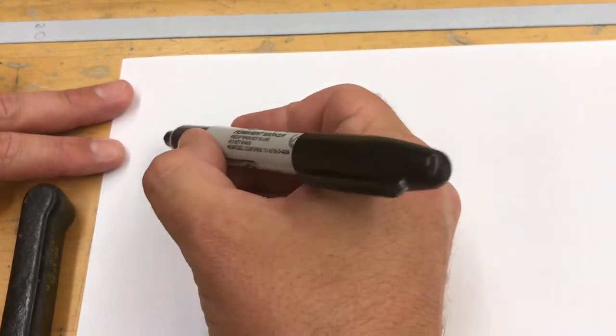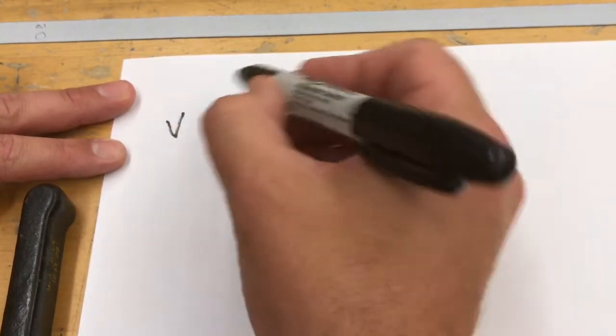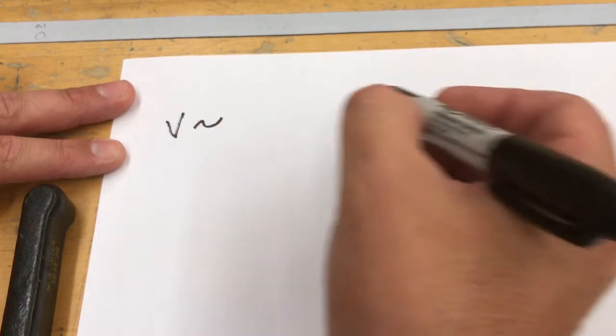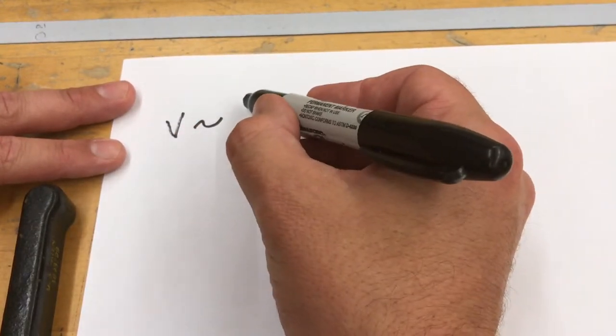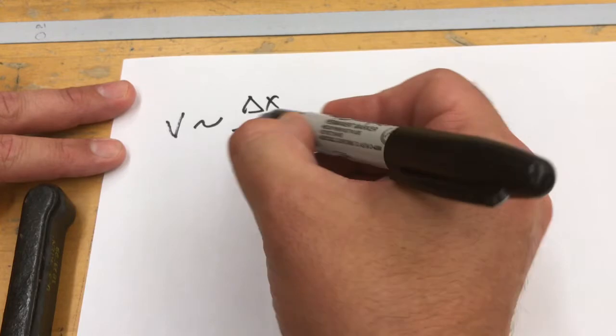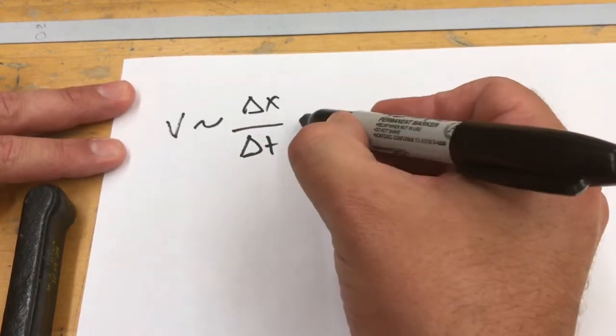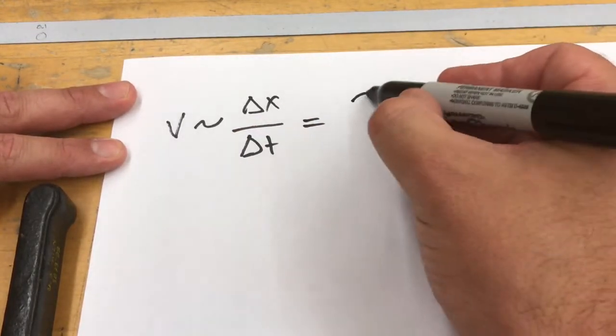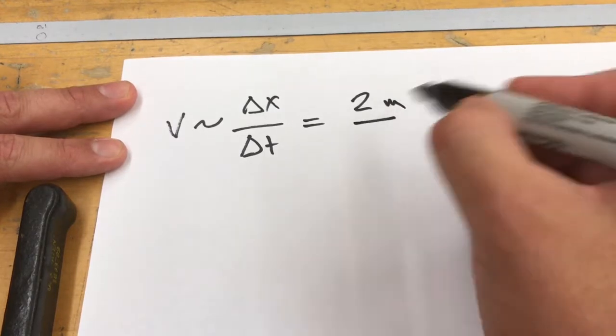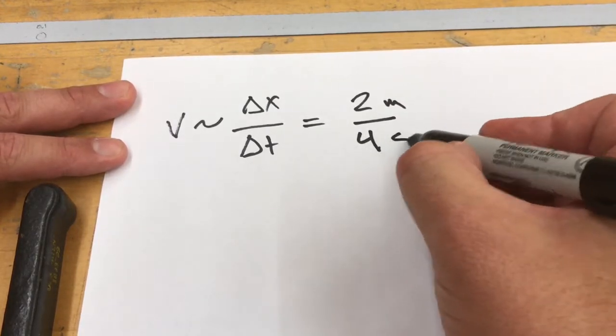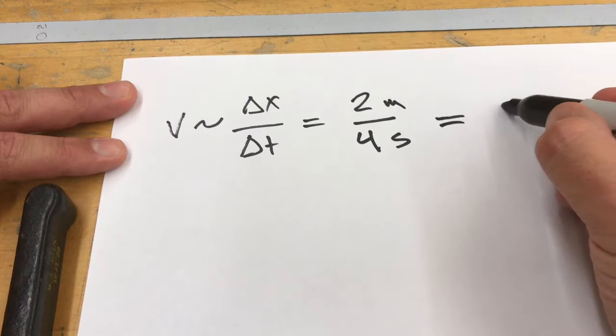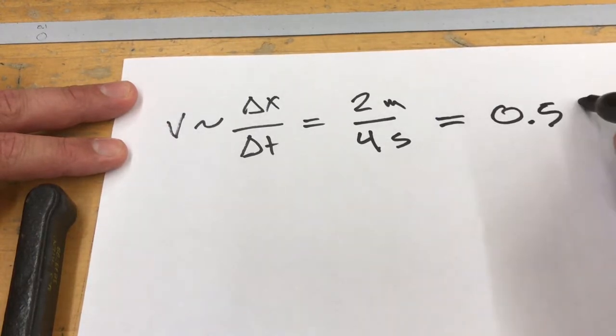So I'm going to write down, before we measure, that my estimate for the velocity is going to be about delta x over delta t of 2 meters divided by 4 seconds. So that's equal to about 1/2 of a meter per second.